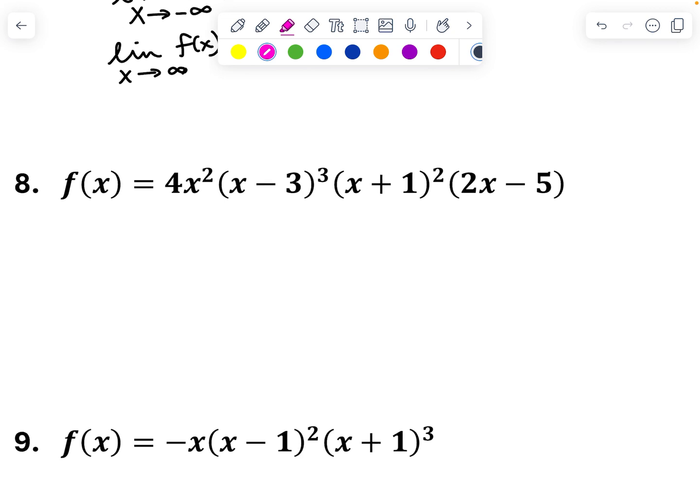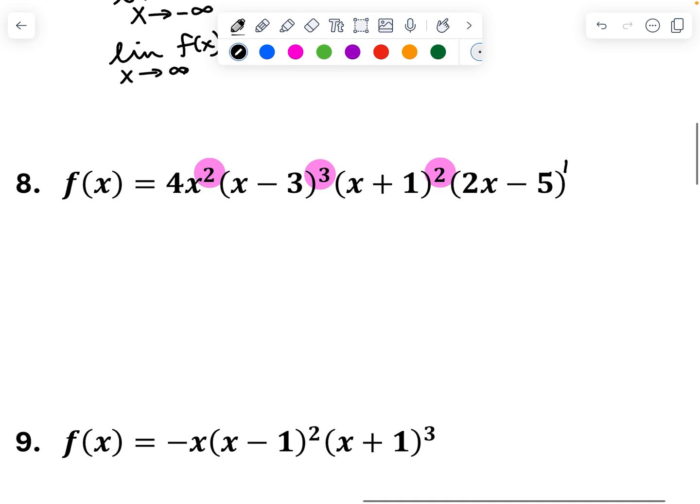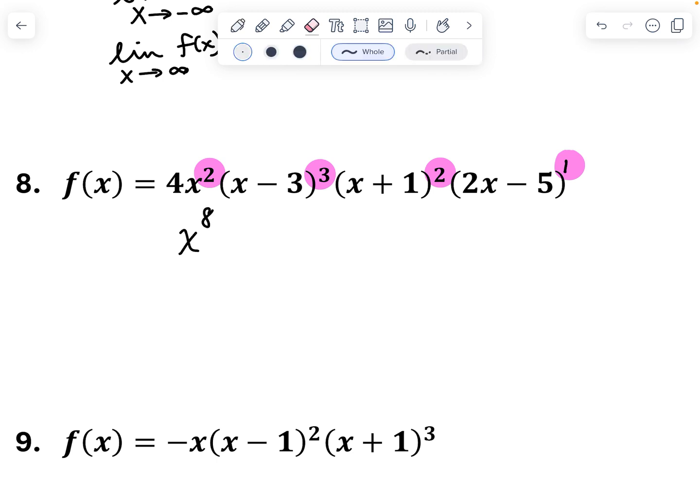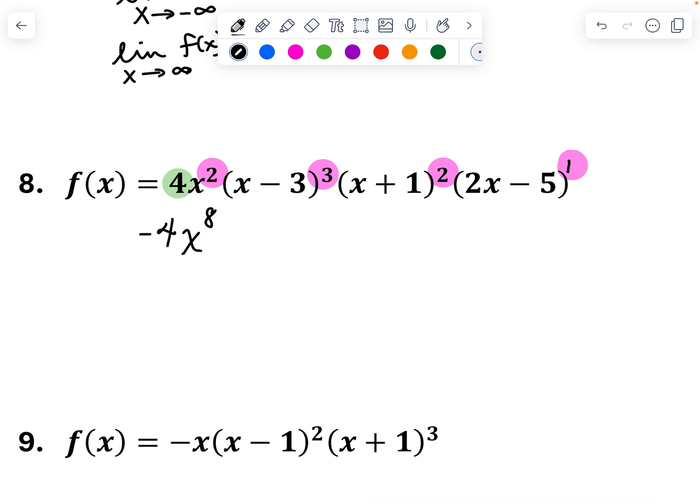If we multiplied all this together, our lead power would be 2, 3, 2, and 1. So our lead power would be 5, 6, 7, 8. Our lead power would be x to the 8th. And the number in front would be the number 4. So no matter what this comes out to be as you multiply it all together, it's going to be 4x to the 8th.